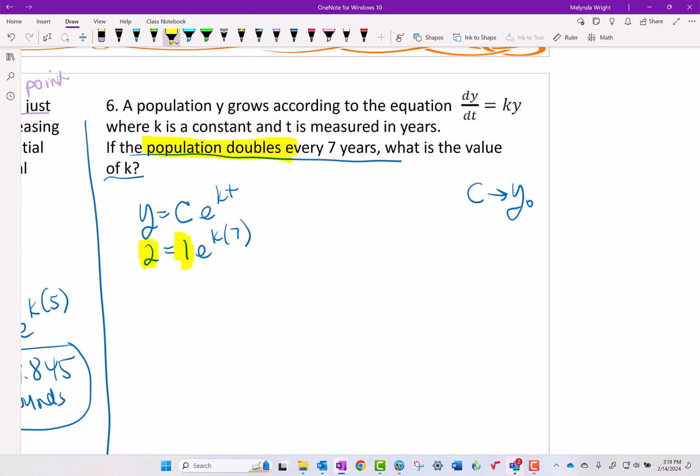So it wants us to solve for k, so let's do that. We would ln both sides, so ln of 2 equals 7k. So k is going to be 1/7 ln 2. And that's it. I highly encourage you to solve the equations like that, and this is the exact k. When you put that in your calculator, you're going to have a decimal approximation. So it's nicer to have the exact value, if that makes sense. All right.